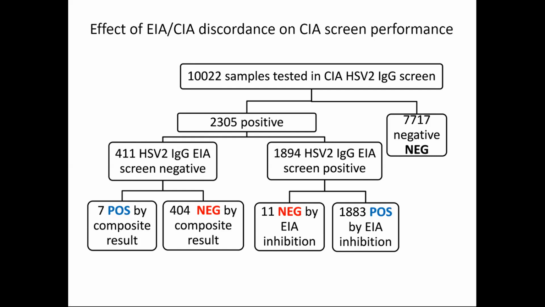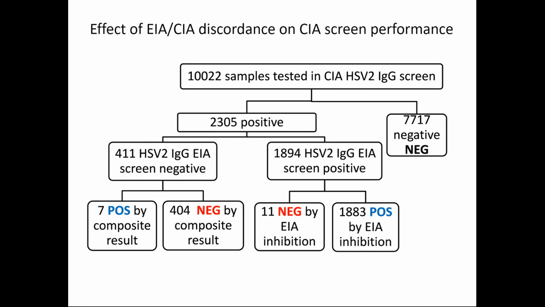So of the 2,305 positives, we already know from actual data that 1,894 were HSV-2 IgG EIA screen positive, 1,883 were positive by inhibition, and 11 were negative by EIA inhibition. So that brings us to this group of 411 samples that were HSV-2 IgG EIA screen negative, even though the CIA result was screen positive.